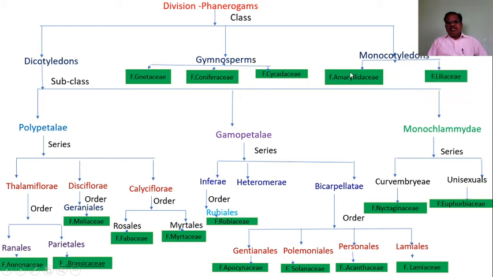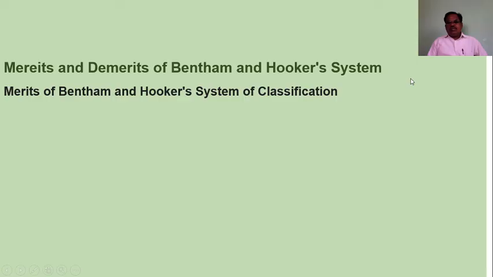Amaryllidaceae is the family of Polianthes tuberosa, and Crinum, known as Gulchadi, Nerium... and Liliaceae is the family of Allium cepa. These are the two families.